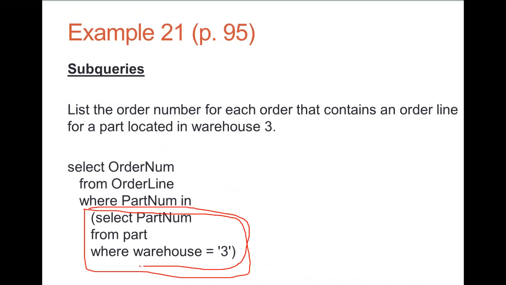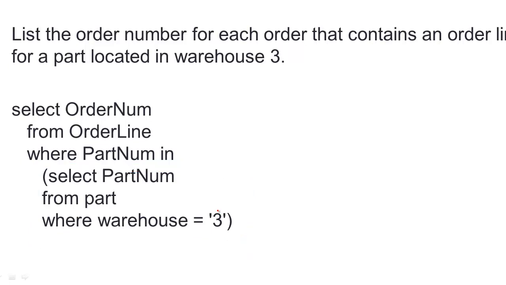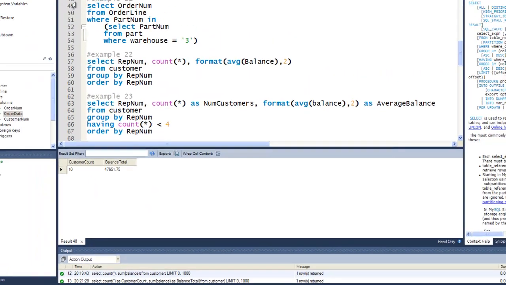This is a subset of data. Once I have that subset of data, it's that data that I'm going to use to select the order number from the order line where the part number is in that subset of data. So let's go ahead and take a look at how this works.